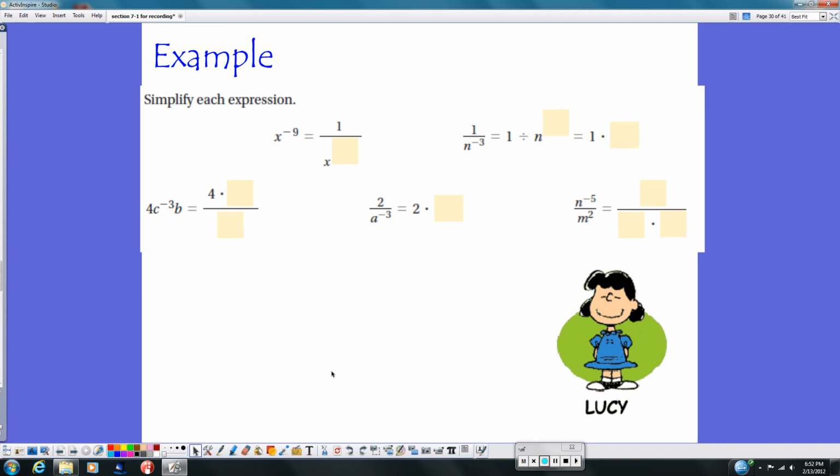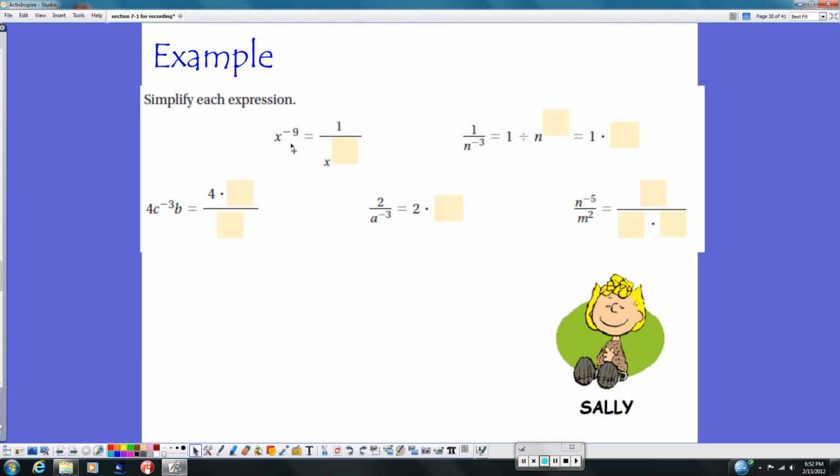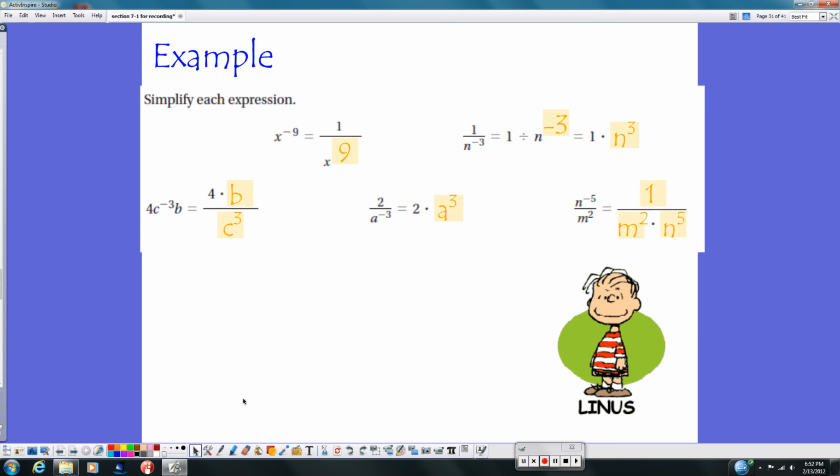So let's see what we mean here. Let's simplify each of these expressions. Here we have x to the negative 9. That's in the numerator because remember, I could put this over 1. So I'm going to take that to the bottom and make it x to the 9th. So that is 1 over x to the 9th.